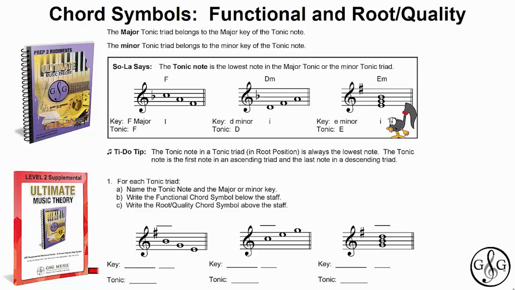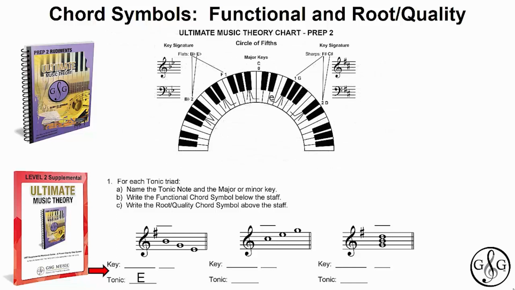So the tonic note here in the very first question is E. To identify the key, the first thing we need is the circle of fifths from the chart in the Prep 2 workbook. This helps us easily complete this exercise. When we look at the circle of fifths, we see that the major key with F sharp is G major.